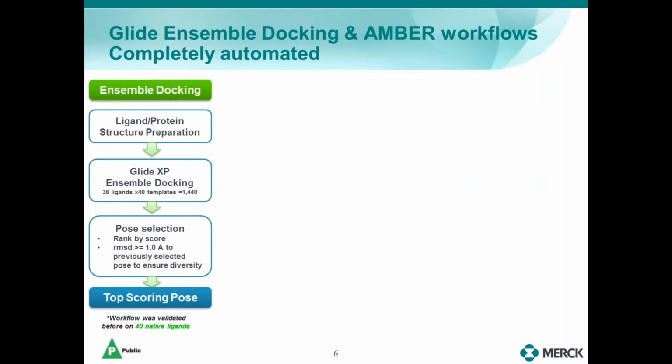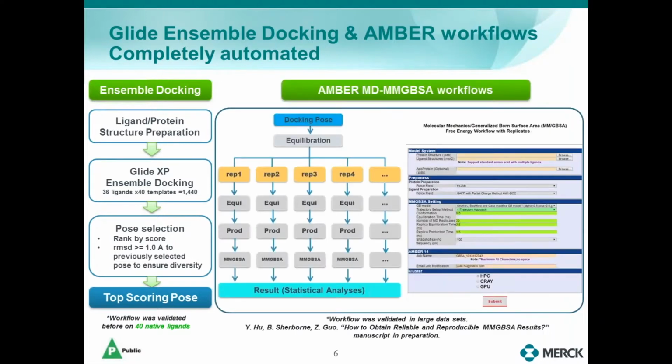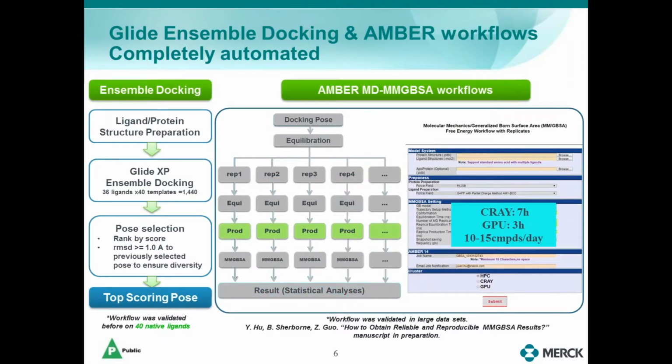So how we did it: we have a fully automated Glide ensemble docking workflow and Amber workflow to carry out the experiments. We did ensemble docking using Glide XP, and we took the top scoring pose and then carried out the MD GBSA workflow, where we use 20 replicates. For each MD simulation, we run equilibration and production. And the production result we use for GBSA analysis. We also built a web interface and included command line scripts that enable us to automate all the calculations, and it also enables us to do the calculations on a GPU cluster.